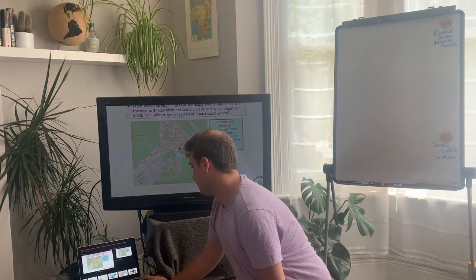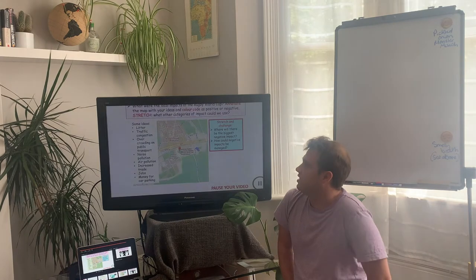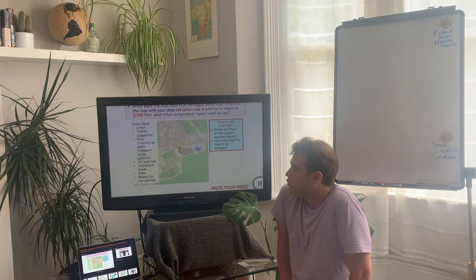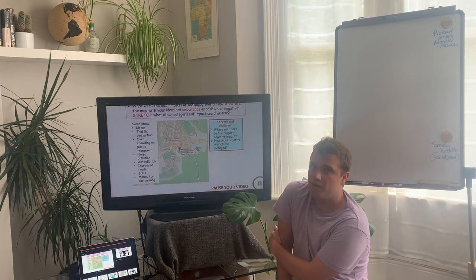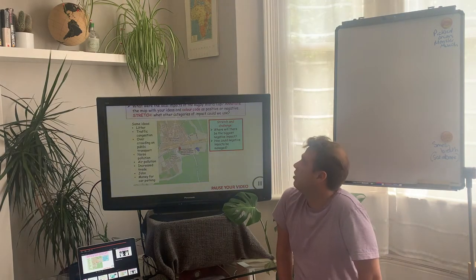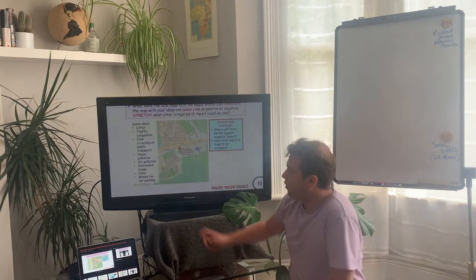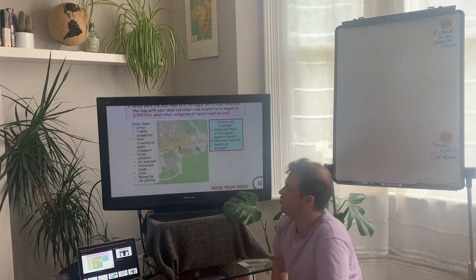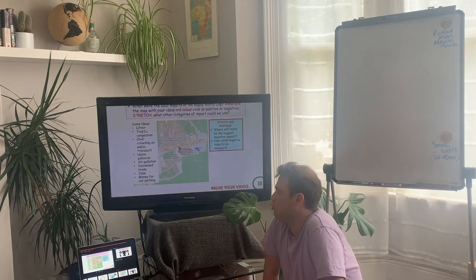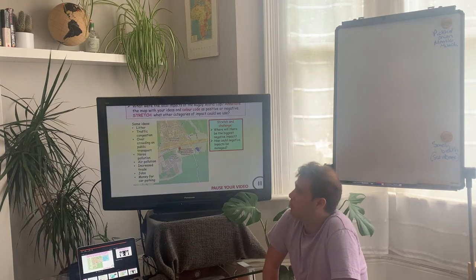So what I want you to do, nearly finished for today, is you should all have this map which shows the Amex Stadium. Using this map, I want you to annotate around it what some of the impacts of the Rugby World Cup would have been. Now, I have given you some here already: litter, traffic congestion, overcrowding, noise pollution, air pollution, more trade, more jobs, money for car parking.